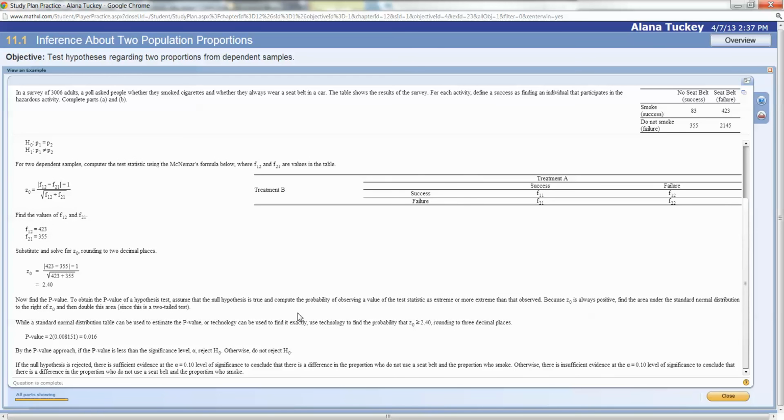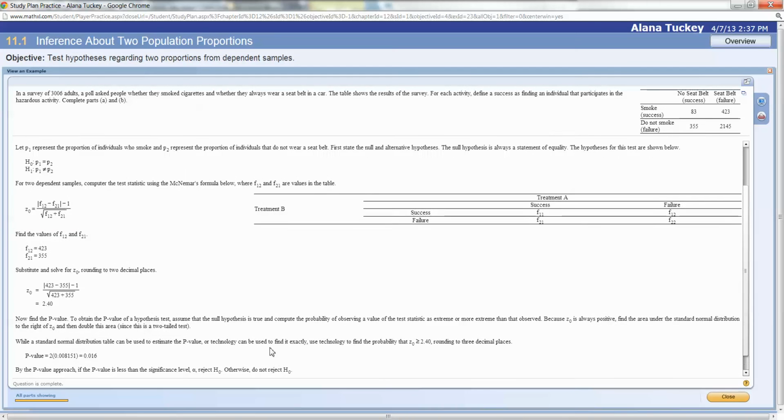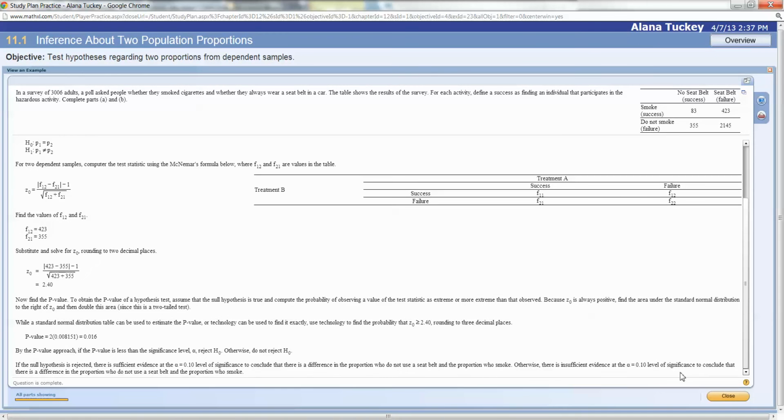Cool. And then I'll have to decide whether to reject. Our alpha level is 0.10, and that p-value is lower than alpha, so of course we're going to reject the null hypothesis. All right, so that should help you. There's a couple of them like that in the homework, and they work on these same principles.